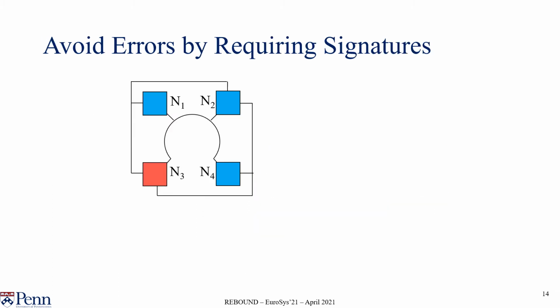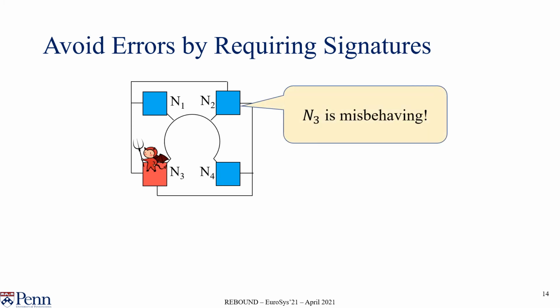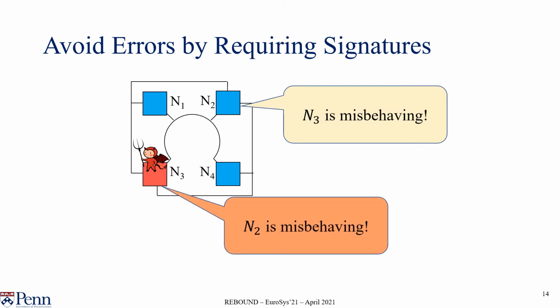However, it's not quite so simple. Let's say node 3 is compromised, and node 2 is running a replica task that catches node 3 misbehaving. At this point, node 3 can simply make a counterclaim that node 2 is misbehaving. So, how do we resolve this discrepancy?